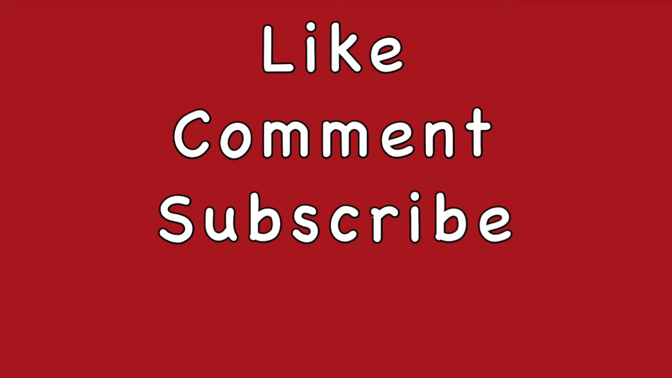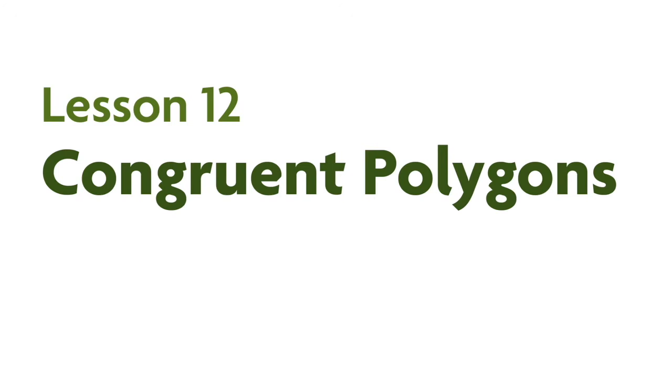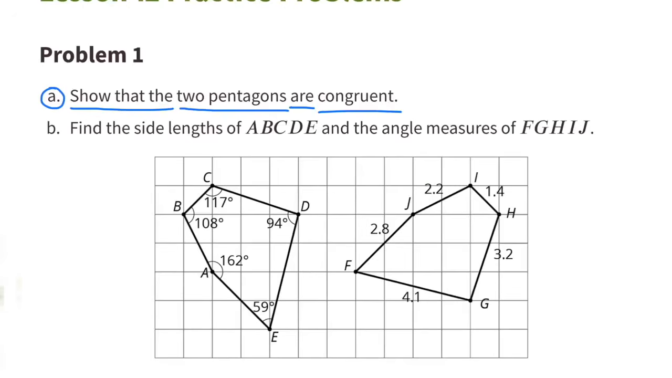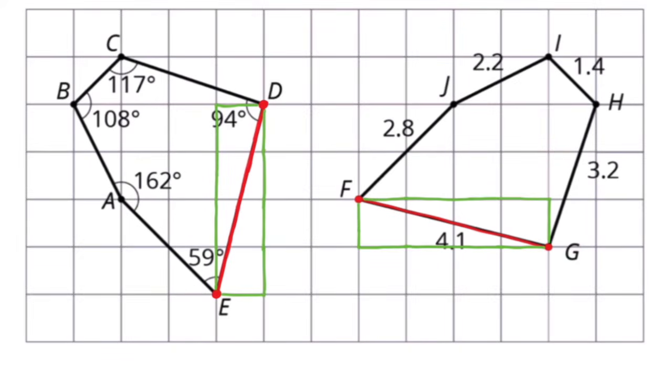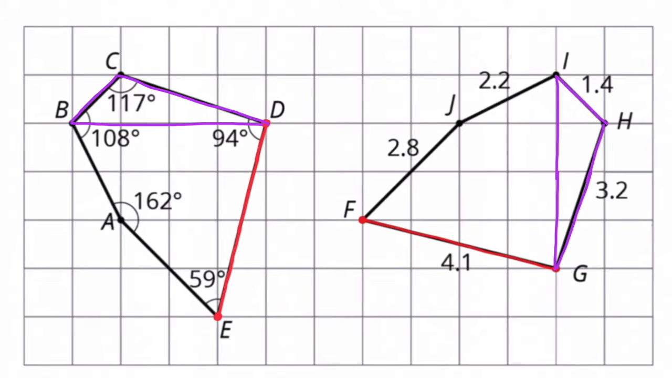See you next time. 8th grade, Unit 1, Lesson 12, Congruent Polygons. Number 1. A. Show that the two pentagons are congruent. Segments DE and FG are the same length, so they're congruent. Segment BC and segment HI are congruent, and segment CD and GH are also the same length, so they're congruent.